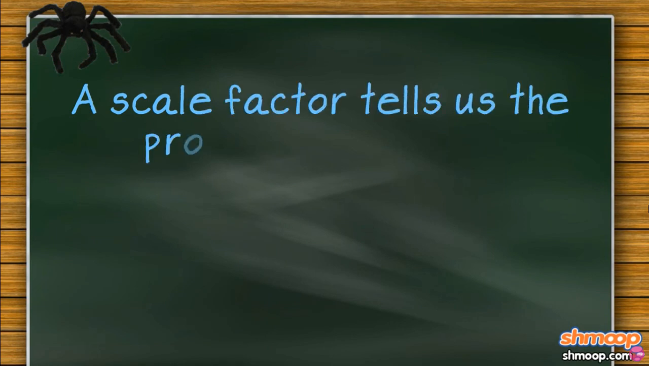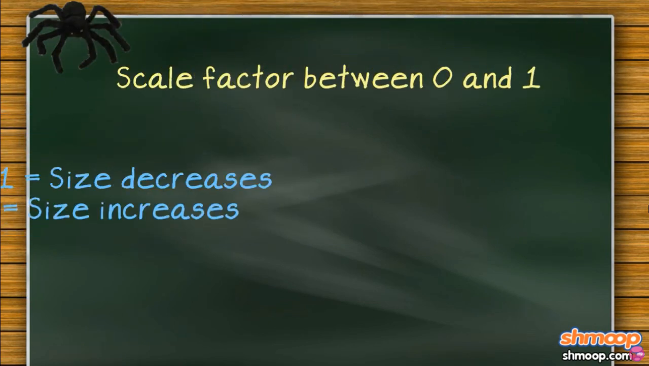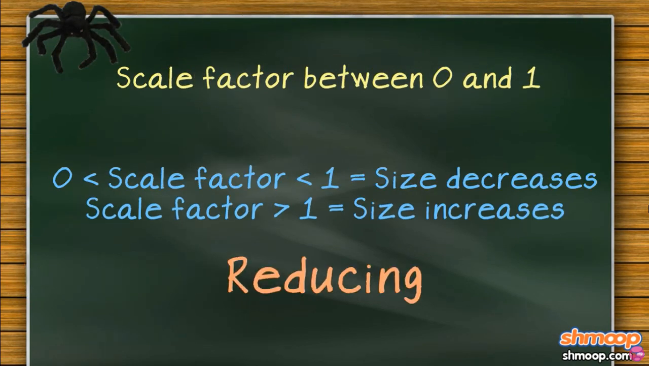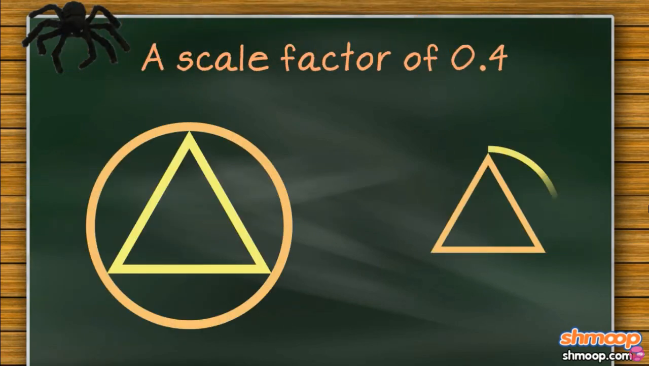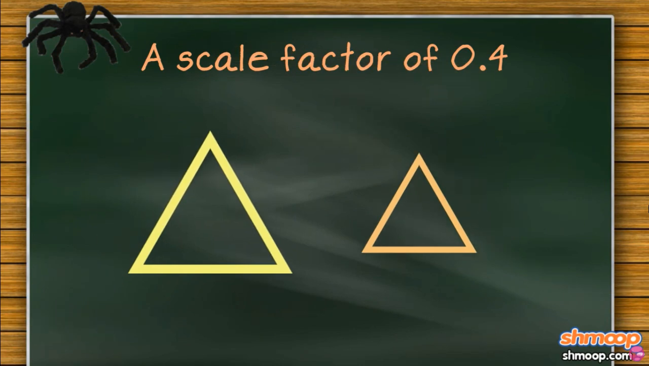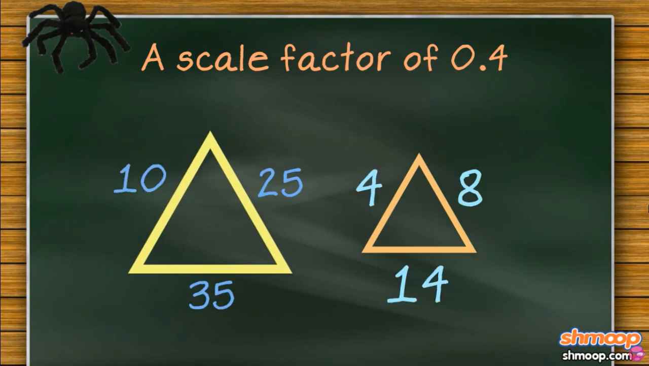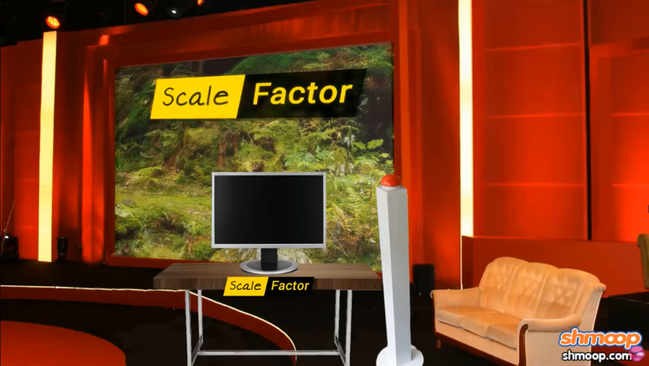As I'm sure you all well know, a scale factor tells us the proportion by which we're either reducing or enlarging a shape. With a scale factor between 0 and 1, as in this case, we'll be reducing the shape size. A scale factor of 0.4 means the new shape will be 40% of the original size, meaning your scale triangle should have had sides of 4, 8, and 14. Next time, don't be afraid to hit your buzzer a little earlier.